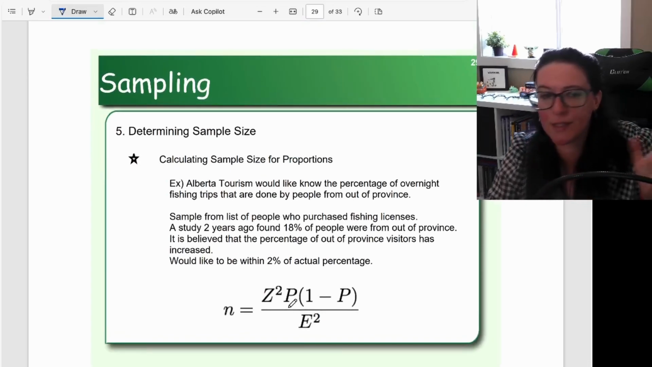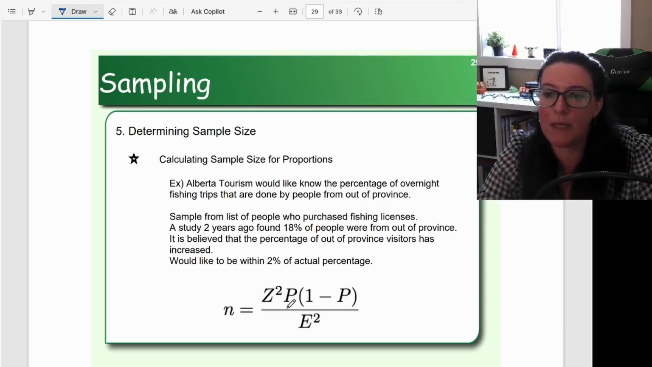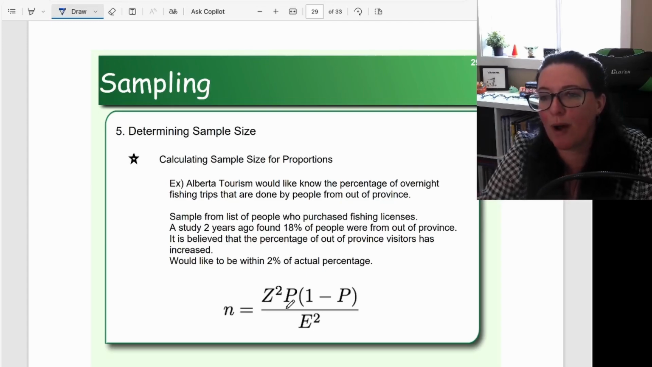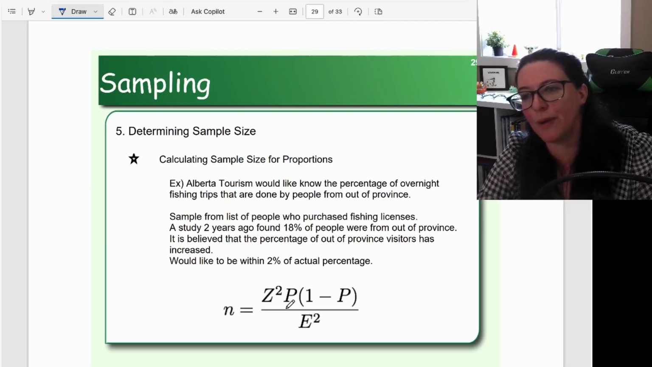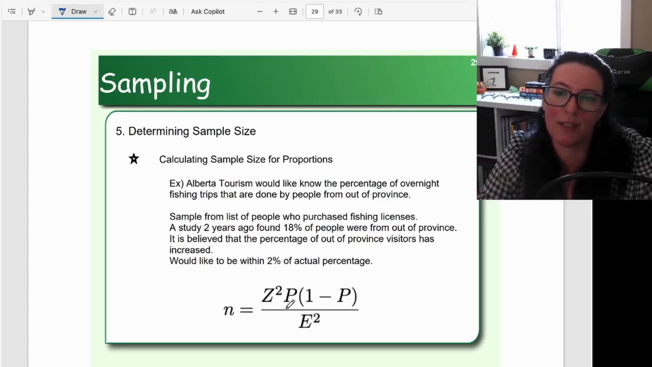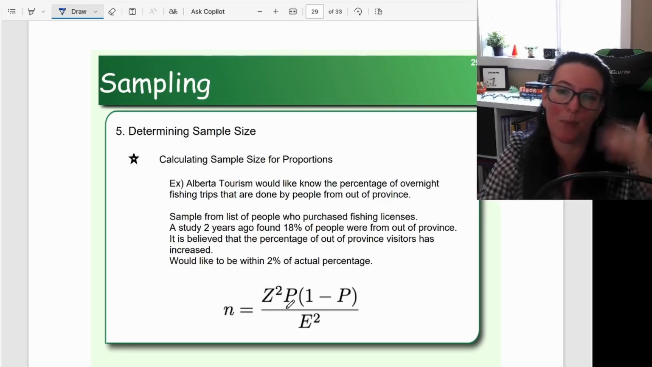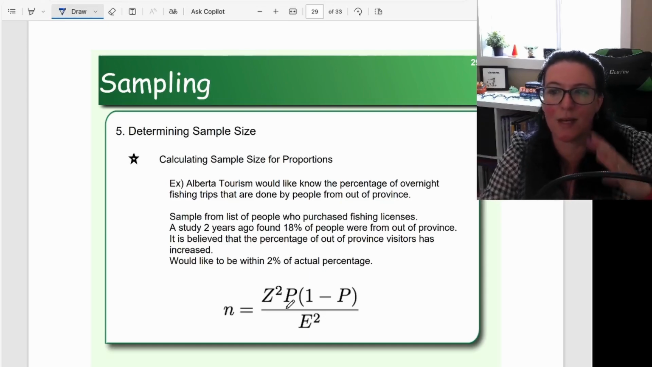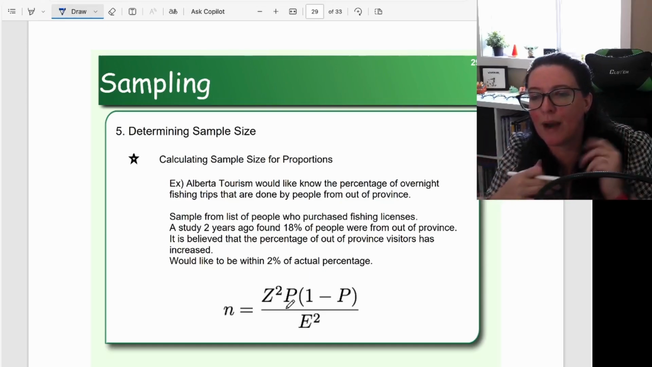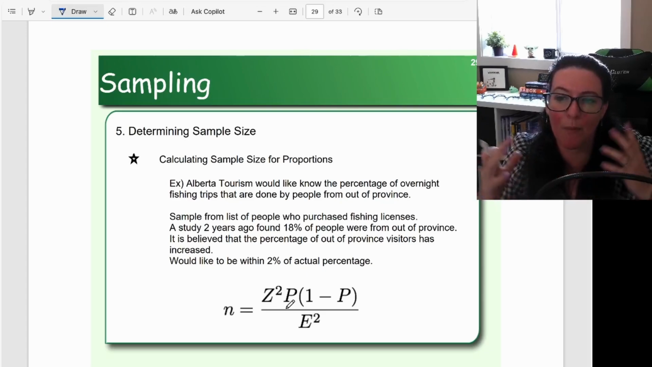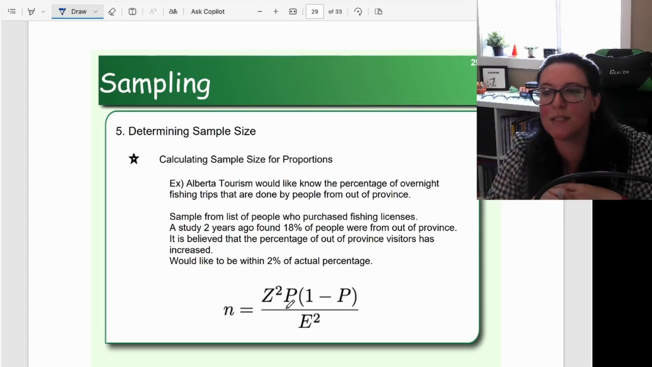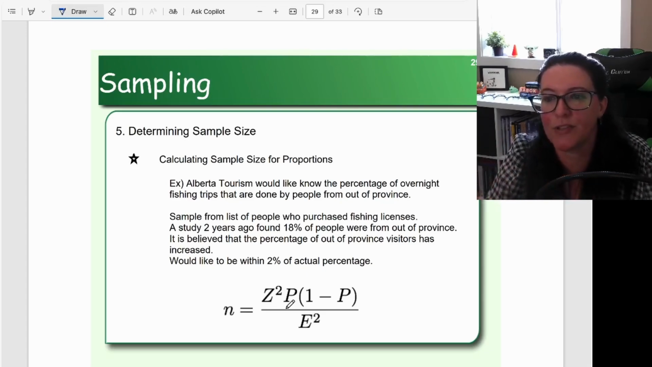All right, so Alberta Tourism would like to know the percentage of overnight fishing trips that are done by people from out of the province. So we can think of a question basically asking, are you from the province? Are you out of the province? Here we simply have a dichotomous question, in or out. Now we're going to take the list of people who purchased fishing license, and that's going to be our sampling frame, and we'll pull from there a sample. The question is, how many people from that fishing license list do we need to participate in our study?